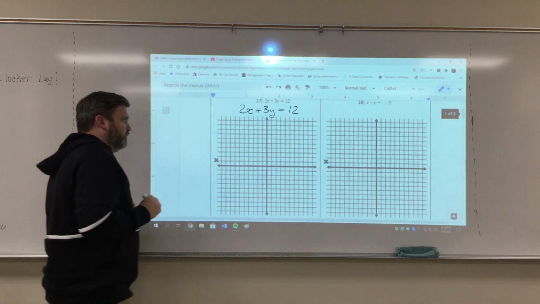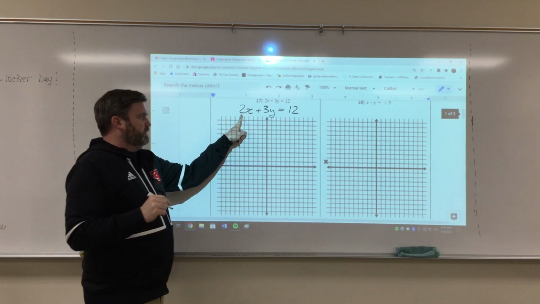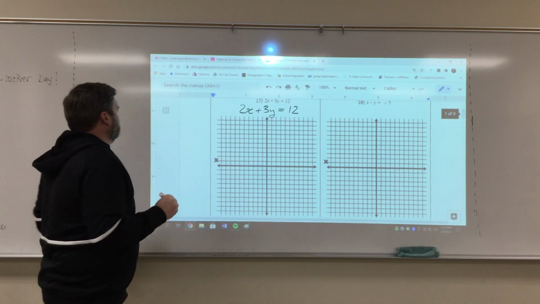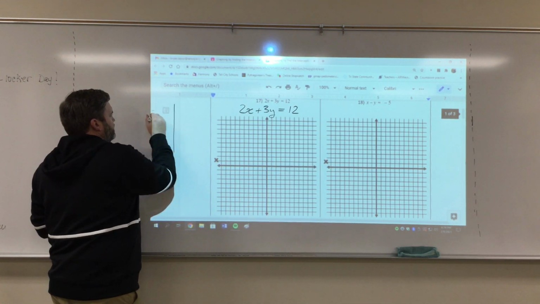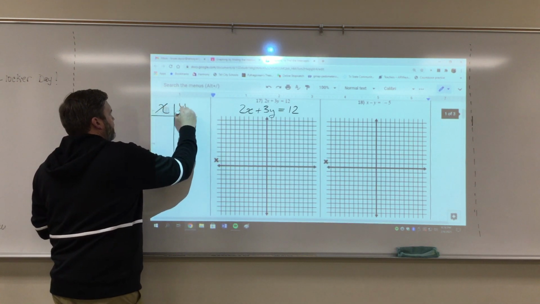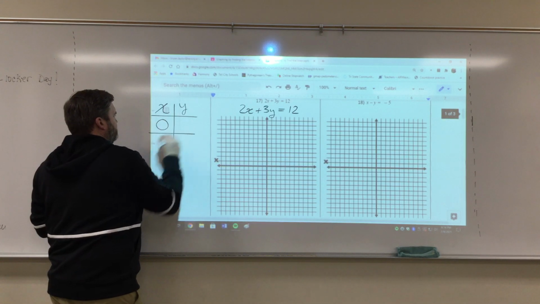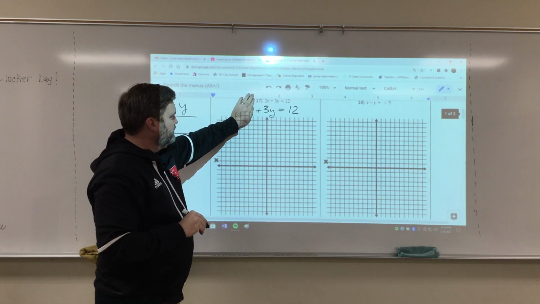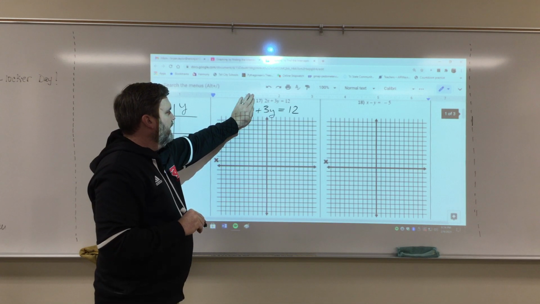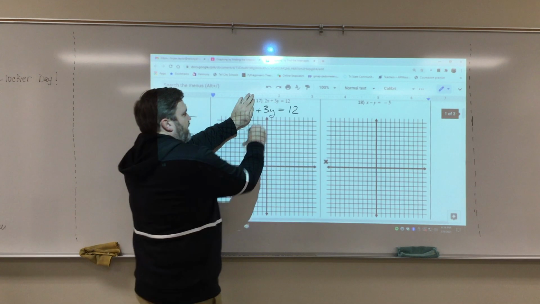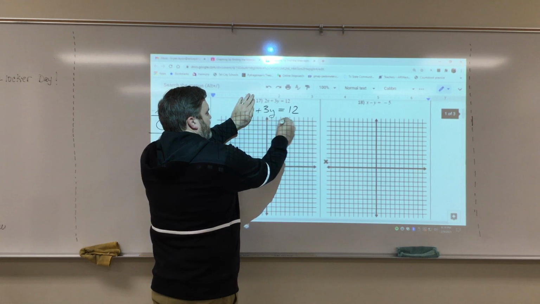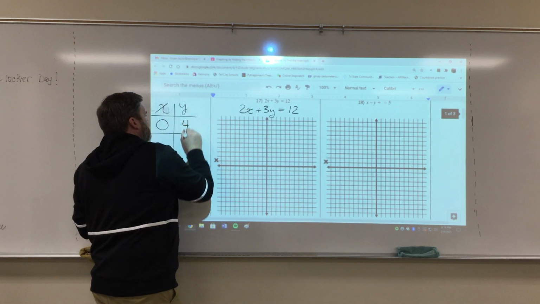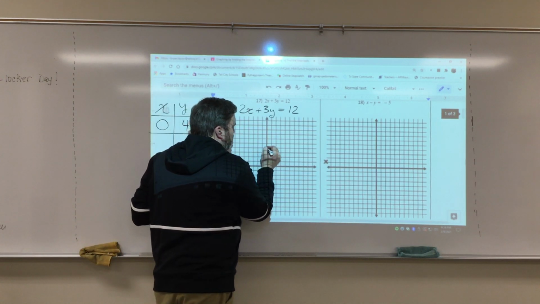So this is in standard form. A would be 2, B would be 3, and C would be 12. So we'll just quickly make a little t-chart. And if x is 0, that means I can cover up the 2x because it's going to go away. And we'll solve for y. So I have 3y equals 12. Divide both sides by 3, and you'll get y is 4. So that means that the y-intercept is 4.